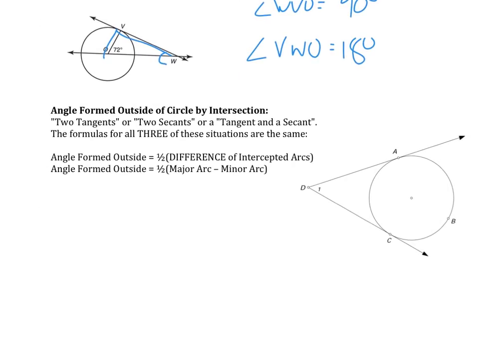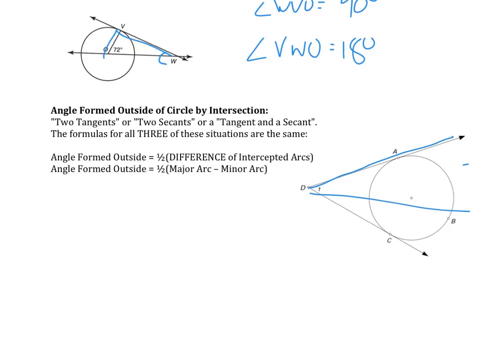All right, so then we have this concept of an angle formed outside of a circle by an intersection. So now we're talking about that angle 1 right there. And we have really 3 cases. So we have 2 tangents, like we see drawn here. We have 2 secants. Now a secant means it intersects the circle twice. So once, twice, once, twice. So that's 2 secants. And then we have a tangent and a secant.